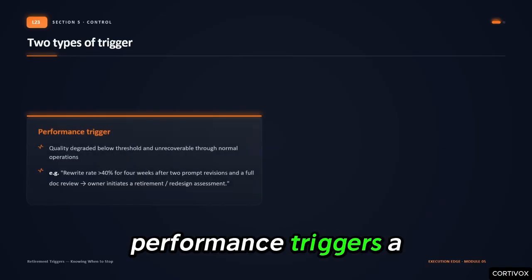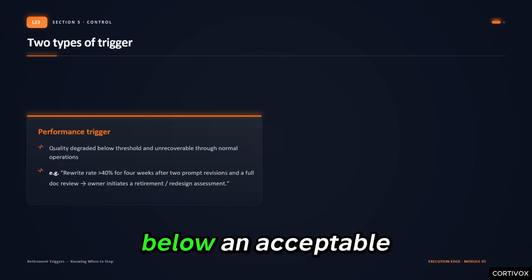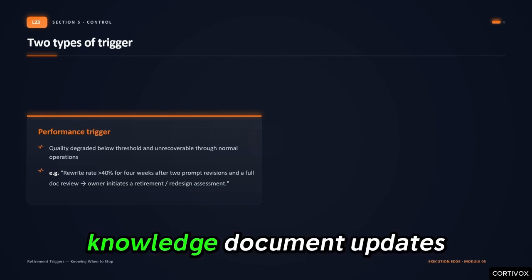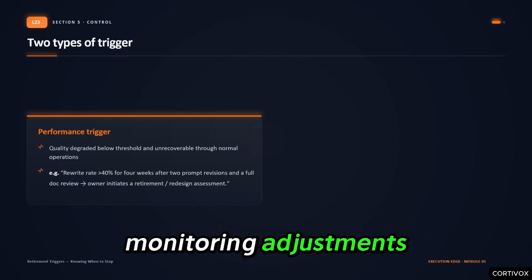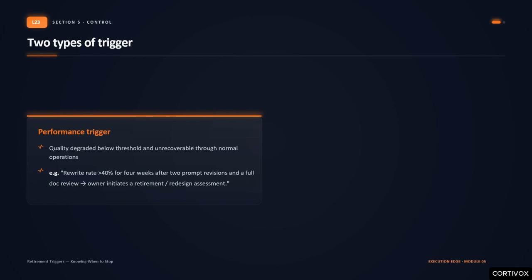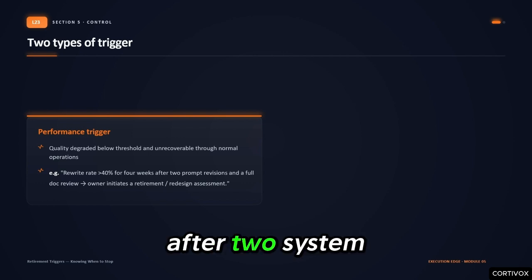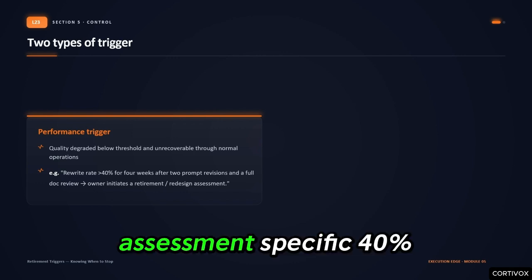Performance triggers. A performance trigger specifies conditions under which quality has degraded below an acceptable threshold and cannot be recovered through normal operations: knowledge document updates, system prompt revisions, monitoring adjustments. Example: if the significant rewrite rate remains above 40% for 4 consecutive weeks after 2 system prompt revisions and a full knowledge document review, the named owner initiates a retirement or redesign assessment.